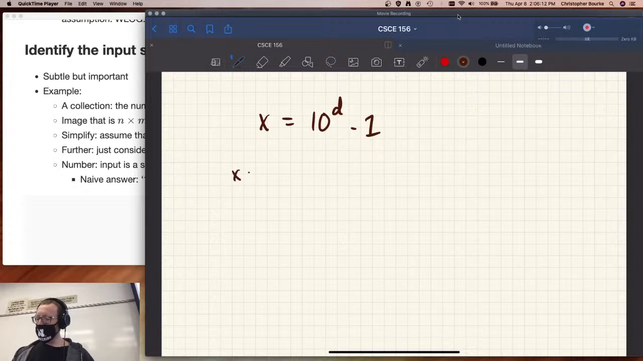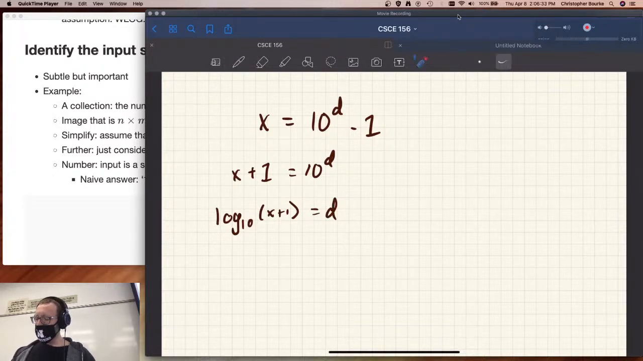So let's take 1 to the other side. Now, how do I get rid of that 10 so that I just have that d in isolation? A logarithm. What kind of logarithm? Base 10 of x plus 1 is equal to d, right?